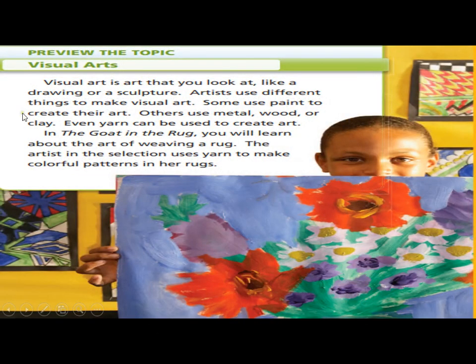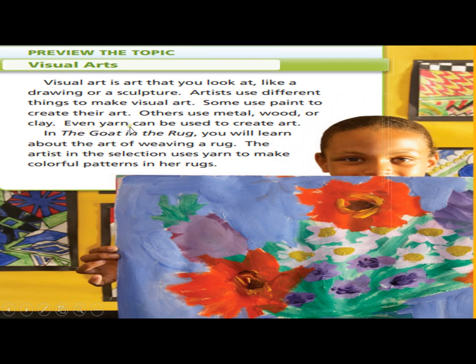All right, preview the topic: visual arts. Visual art is art that you look at. For example, here is a painting, and we are looking at it. It is visual. You can view it, like a drawing or a sculpture. Artists use different things to make visual art. Some use paint, like here, to create their art. Others use metal, wood, or clay. These are used to make sculptures.